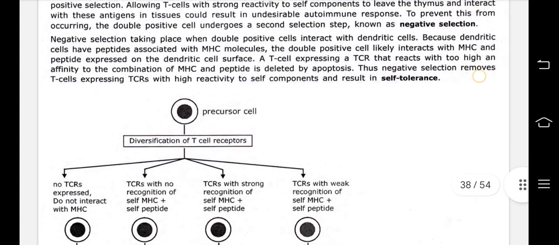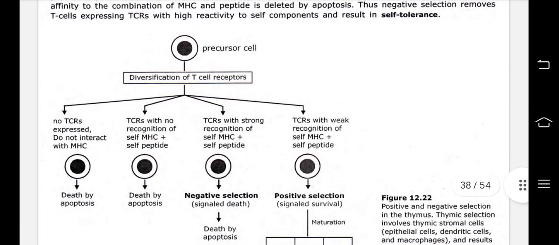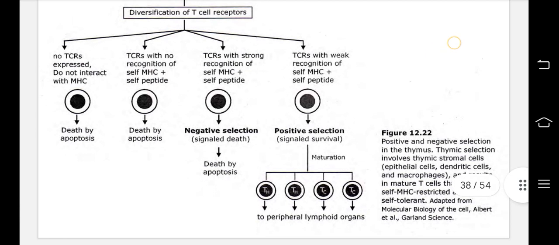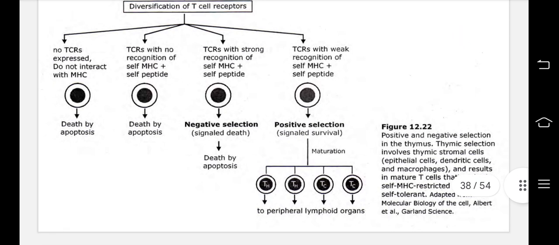So, precursor cell diversification of T cell receptors. TCRs that do not interact with MHC: death by apoptosis. TCRs with no recognition of self MHC and self peptide: death by apoptosis. Then TCRs with strong recognition of self MHC and self peptide: negative selection, signaled death by apoptosis. Then TCRs with weak recognition of self MHC and self peptide: positive selection, signaled survival, maturation to peripheral lymphoid organs.